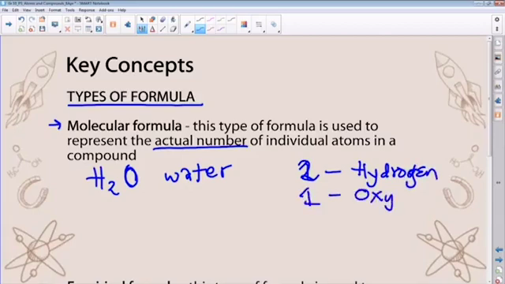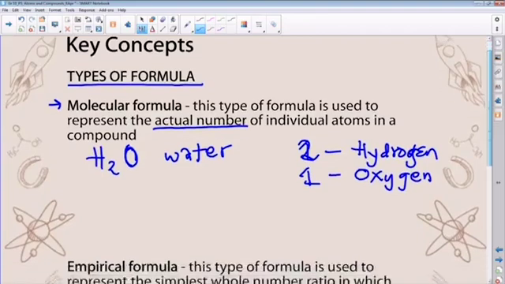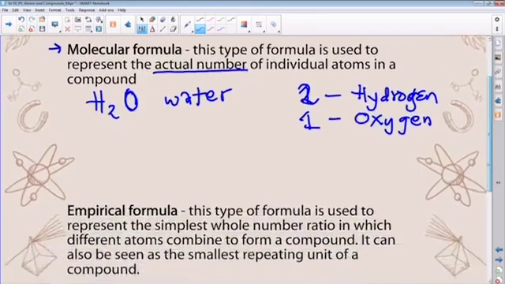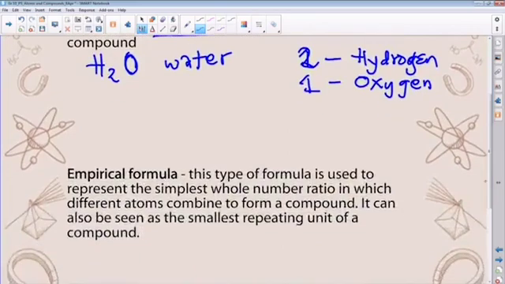So this would be our typical molecular formula. This is the type of formula that we use to identify the substance. And then we talk about the empirical formula. The empirical formula shows the simplest whole number ratio. In other words, for water, we can't further simplify the ratio 2:1 of hydrogen to oxygen.